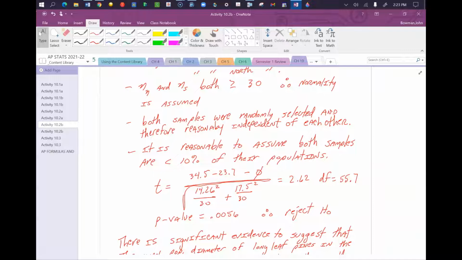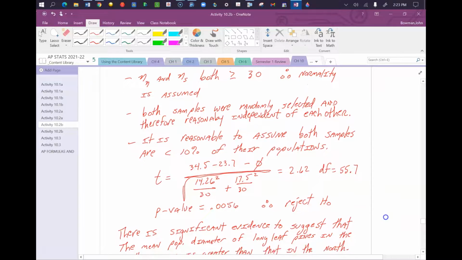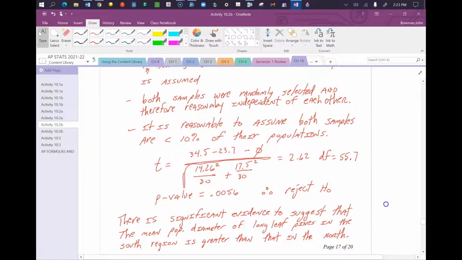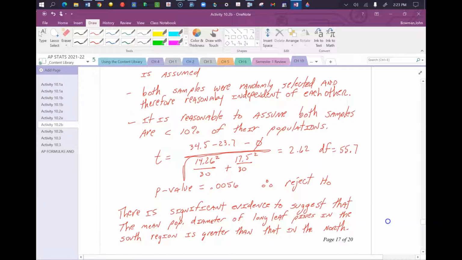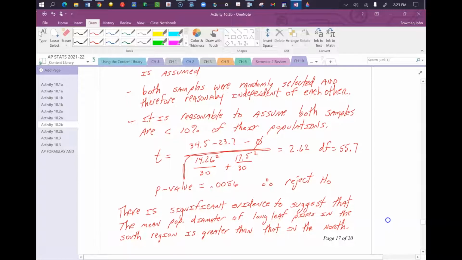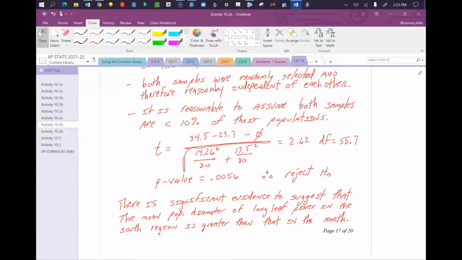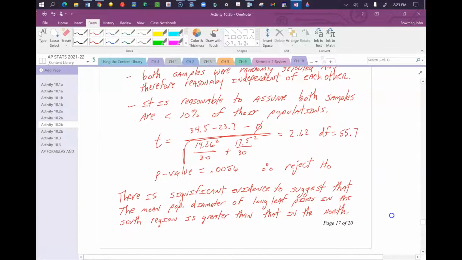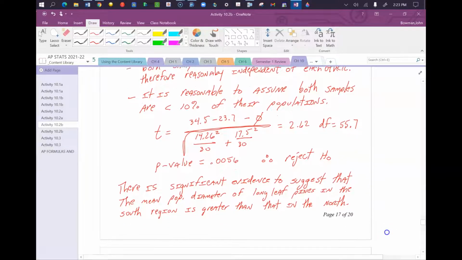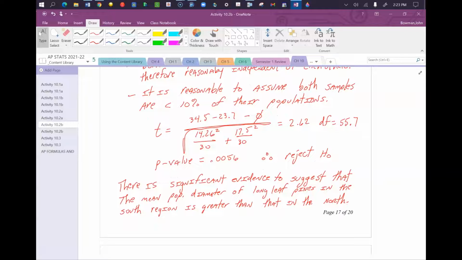Both sample sizes are at least 30, so we have met the normality condition. Both samples were randomly selected and therefore reasonably independent of each other. I think it's reasonable to assume that 30 trees are less than 10% of their corresponding populations, the corresponding halves of the forest. And here's how you calculate the test statistic.